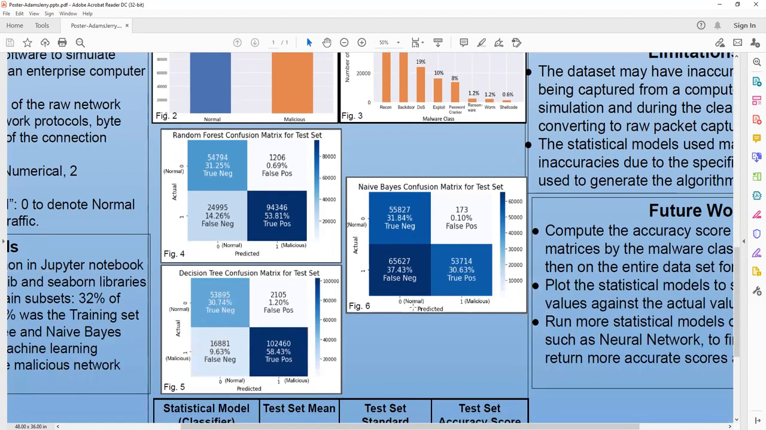Moving down, figures 4, 5, and 6 are the confusion matrices of the 3 statistical models or classifiers used on the test set. The best performing classifier was decision tree. Its true positive rate was 58%. In other words, a classifier that predicted the malicious traffic as being actually malicious at a rate of 58%. The next best performing classifier was random forest at 53%, and the least performing classifier was naive Bayes.